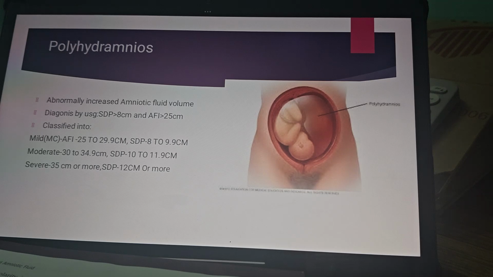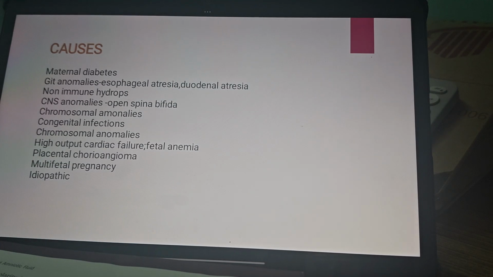If the AFI is between 25 to 29.9, or SDP is 8 to 9.9, or in simple terms 25 to 30, 8 to 10, it is mild. Moderate is 30 to 35, and SDP is 10 to 12. Severe is 35 or more than 35 centimeters, and SDP more than 12 centimeters. So 5 difference for AFI and 2 difference for SDP. So here we are classifying it as mild, moderate, and severe. Now, what are the causes?